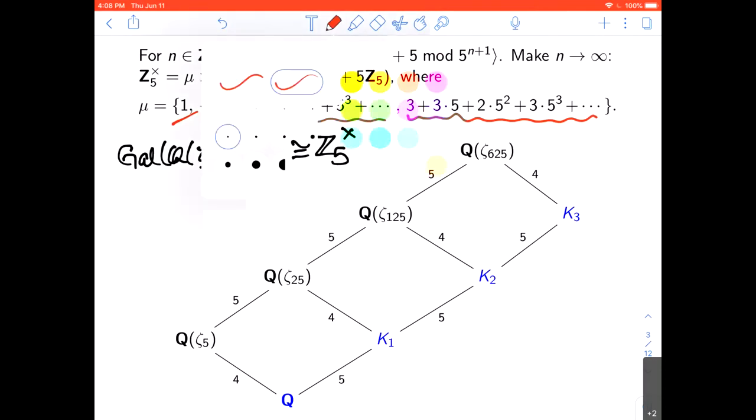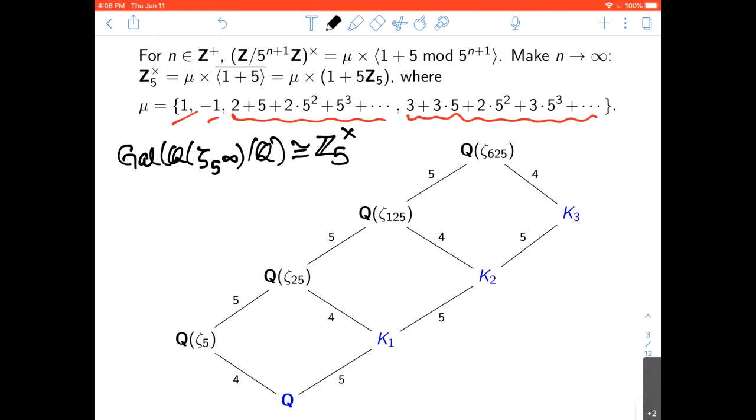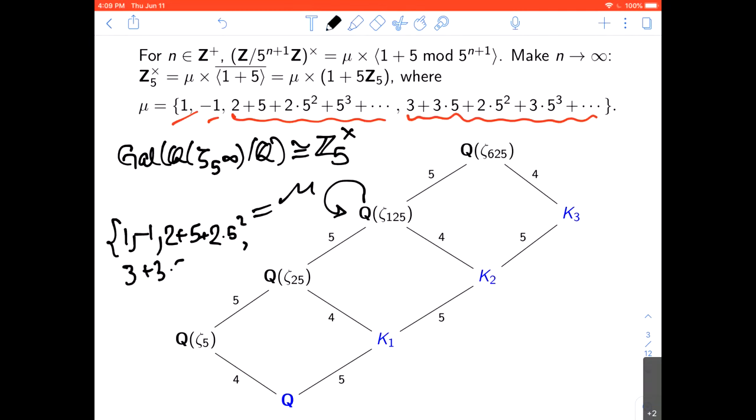In any case, what we can do is apply these elements of finite order as exponents to each of these 5-power cyclotomic extensions, which really amounts to saying, for example, on Q adjoin the 125th roots of unity, this little group mu acts, and in fact, it's just 1 and -1, and since I'm working mod 5 cubed, 2 plus 5 plus 2 times 5 squared, and then 3 plus 3 times 5 plus 2 times 5 squared. This is all mod 125, acting as exponents. And so that's what mu looks like when you only focus on the 125th roots of unity.